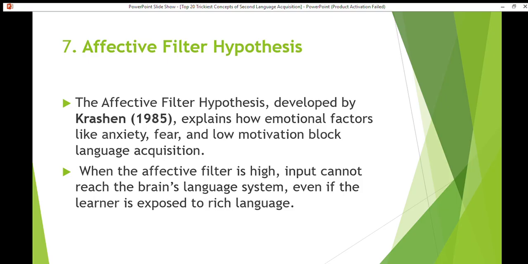Affective filter hypothesis. The affective filter hypothesis was developed by Krashen and explains how emotional factors like anxiety, fear, and low motivation block language acquisition. When the affective filter is high, input cannot reach the brain's language system, even if the learner is exposed to rich language.